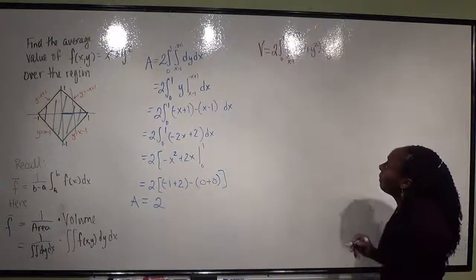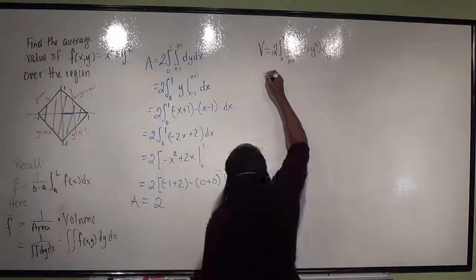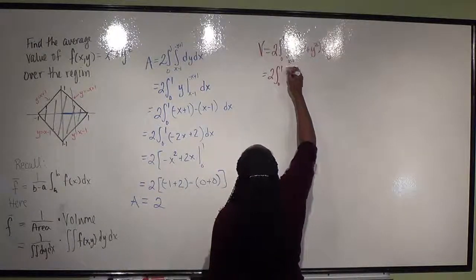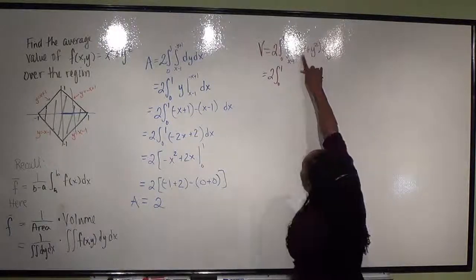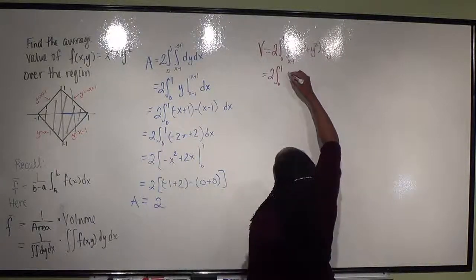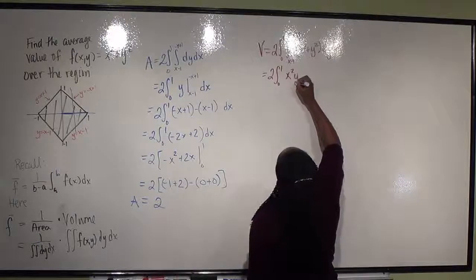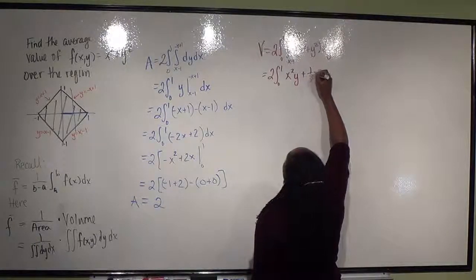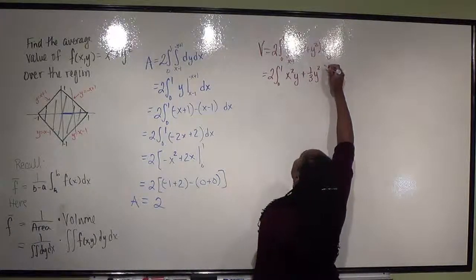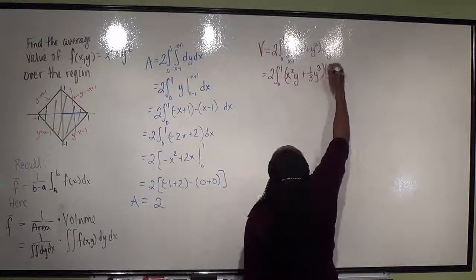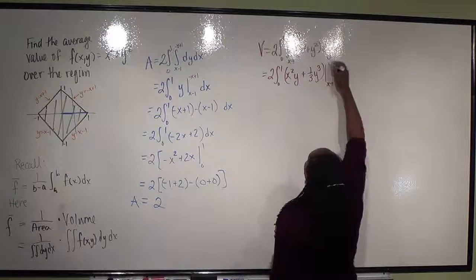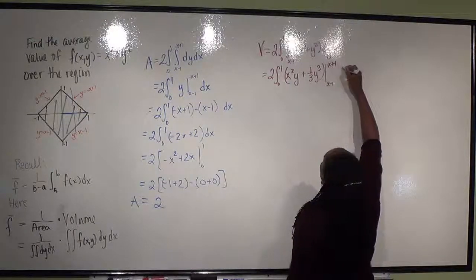Same thing, start at the innermost integration. So here I'm going to integrate this with respect to y. Again, remember x squared is constant in this case, so I'll get an x squared y plus a 1/3 y squared. Sorry, 1/3 y cubed. And I'm going to evaluate that from x minus 1 to negative x plus 1.